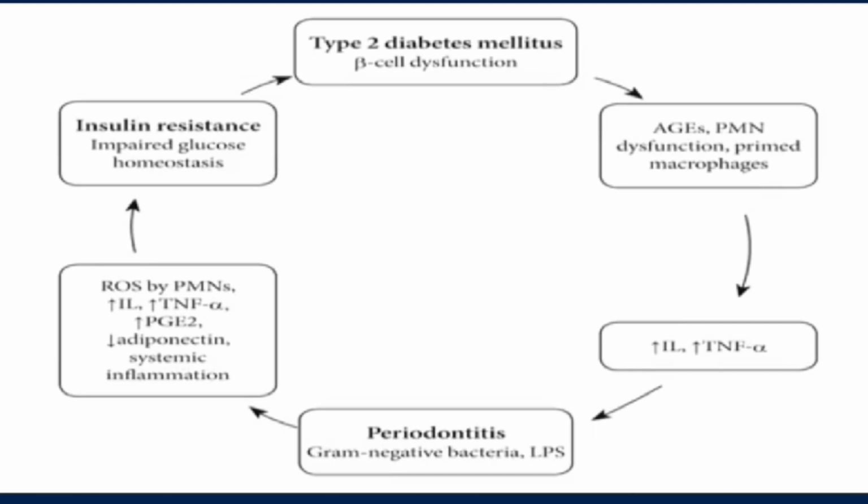This diagram is very important, reflecting the bidirectional relationship of diabetes and oral health. This is an example of type 2 diabetes involving the beta cells of the islets of Langerhans. If there is a dysfunction of the islets of Langerhans, then there will be an increase in AGEs. The main target area in diabetes is AGEs, advanced glycation end products, which are due to glycation of proteins and lipids.